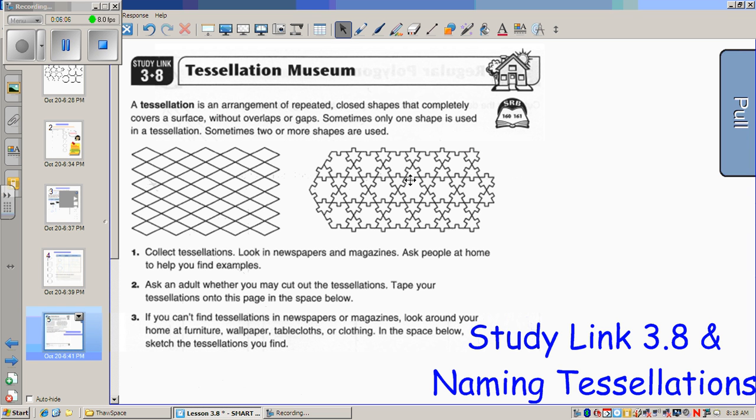So now it says collect tessellations. Look in newspapers and magazines, ask people at home to help you find examples. And you can cut them out and bring them in. If you want to tape them on a piece of paper, that's fine too. But just see if you can find a couple. If you can't find tessellations in newspapers or magazines, look around your house at furniture, wallpaper, tablecloths, clothing, and then just sketch one on a piece of paper if you're not able to find one.